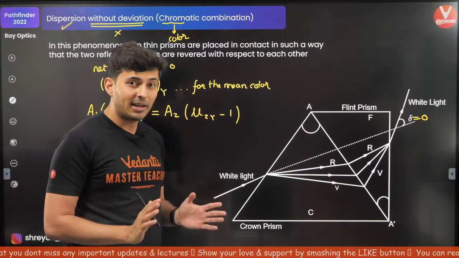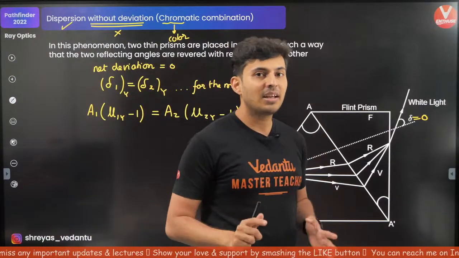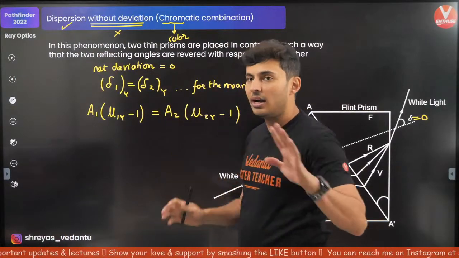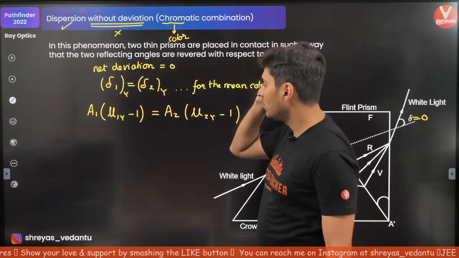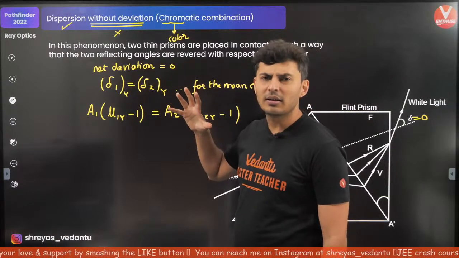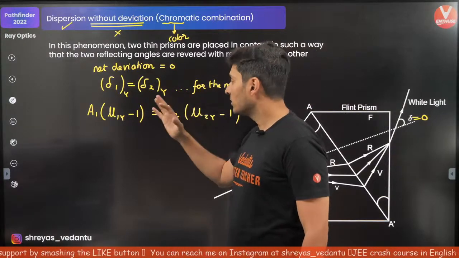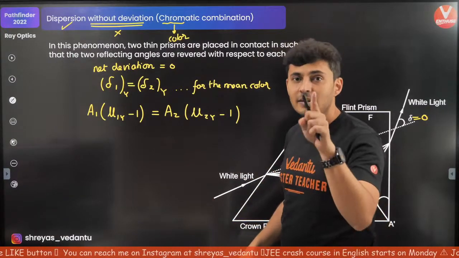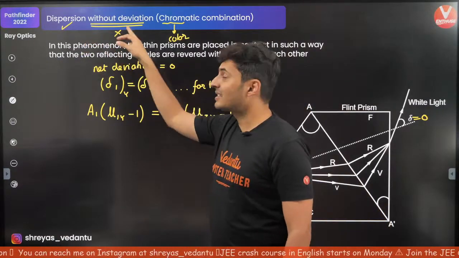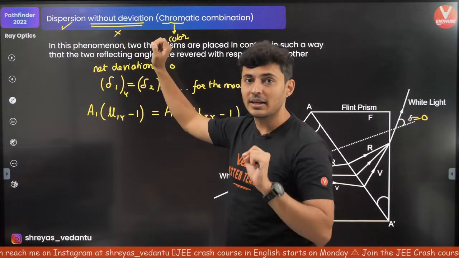Now should you remember it? Not at all. If somebody has told you, you should remember it, 100% guarantee you will get confused. A1 into mu 1 yellow, was it yellow or was it violet? I get confused. And then there is another combination, then you get more confused. So don't remember. Instead, what you should remember? This statement. Listen to it carefully.